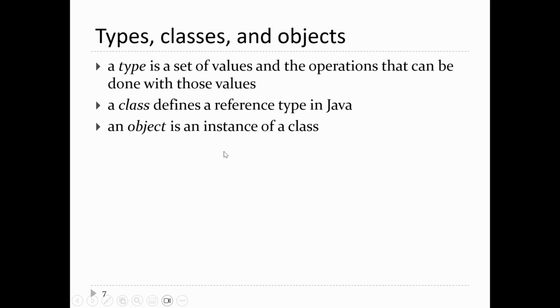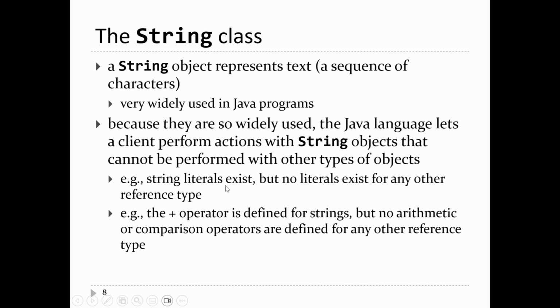String is a type. So what is its set of values? Well, it's all sequences of characters. What operations can you do? Well, it turns out you can do a whole bunch of operations with strings. Strings represent a sequence of characters, and they're very widely used in Java programs.